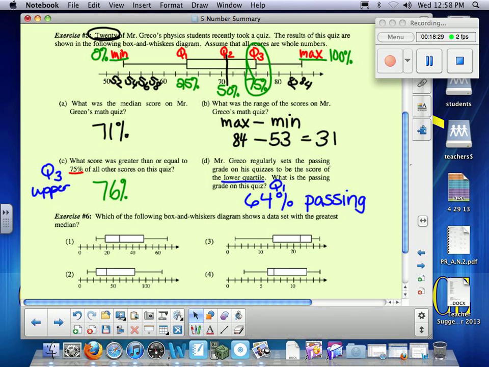Do teachers really do this? This teacher does not do that, no. That's a computer. 65 is my number.